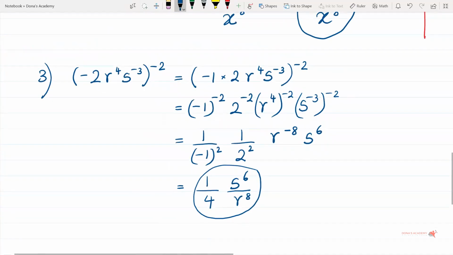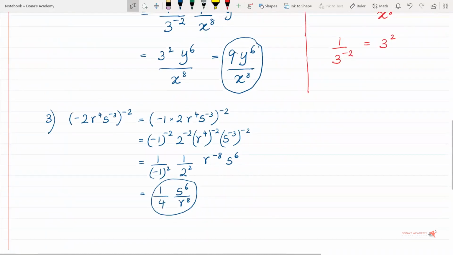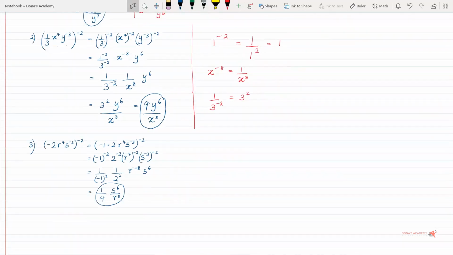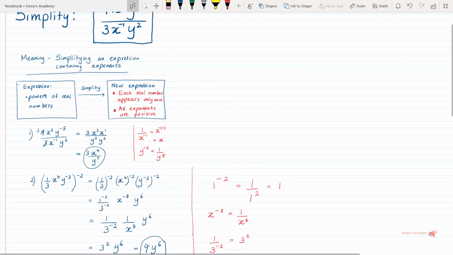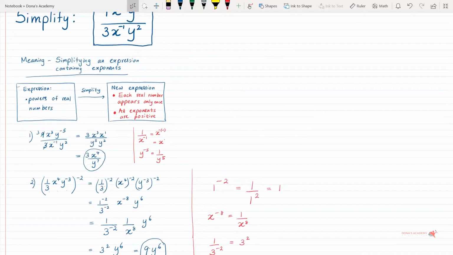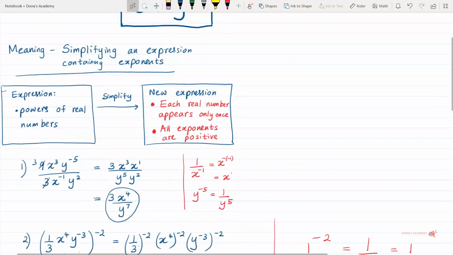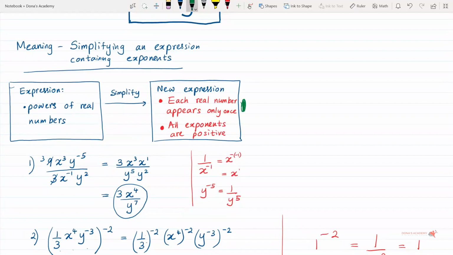Alright, so we talked about the meaning of simplification and we went over a couple of examples. So now you know how to start the simplification process. You can apply the laws of exponents and you know when to stop, right? You have to check these two conditions every time, maybe at each step, so that you can decide the place where we should stop the process. So the conditions are each real number should appear once and all exponents should be positive.